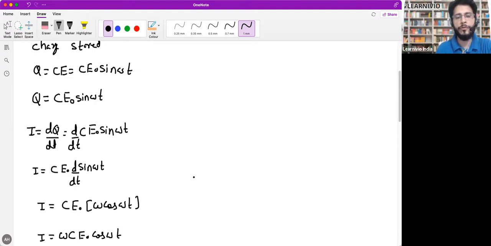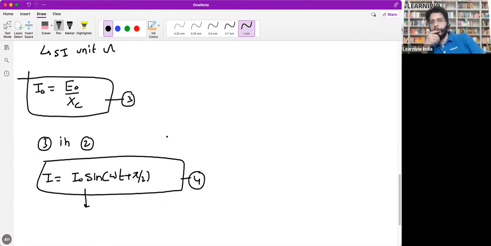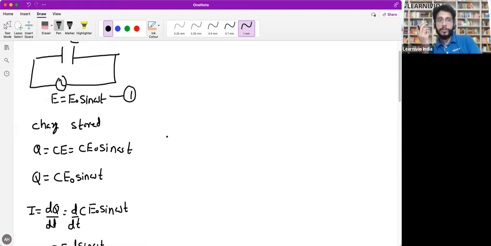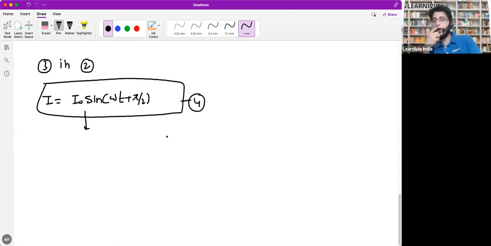When you compare 1 and 4, can you decide whether current and EMF are in the same phase, or they lead or lag? They're out of phase. What's the phase difference between them? Pi by 2. In EMF, it's E naught sine omega t. In current, instead of omega t, you have omega t plus pi by 2. So they are out of phase by pi by 2.